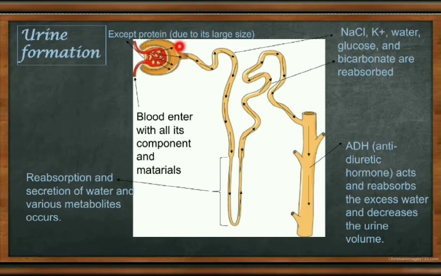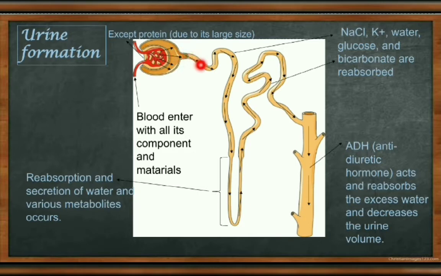This process is called glomerulus filtration, because the glomerulus capsule filters all the components into the Bowman's capsule. So this filtration is called glomerulus filtration, and the components which are filtered and enter inside the Bowman's capsule are called glomerulus filtrate. Okay, this one is important, bear it in mind. Only protein will not be filtered due to its larger size.